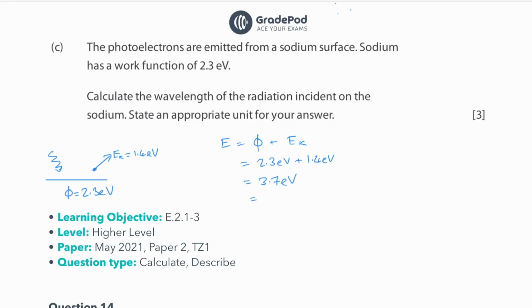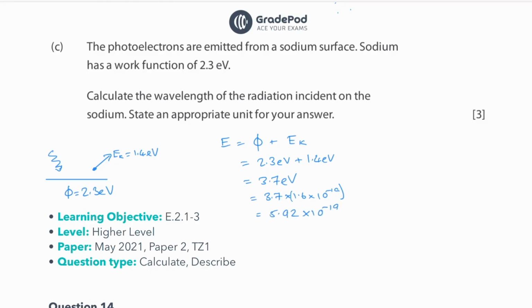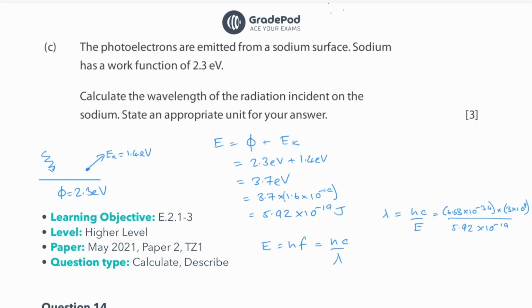We need to put that into joules. And that tells us that the energy of the incident photon is 5.92 times 10 to the minus 19 joules. Now, E equals hf, which equals hc over lambda. We want to rearrange for lambda. Lambda equals hc over E. Pop in all our numbers. h is Planck's constant. And that gives us an answer of the wavelength equals 3.4 times 10 to the minus 7 meters. And that gives us 340 nanometers if you wanted to put it into those units there.